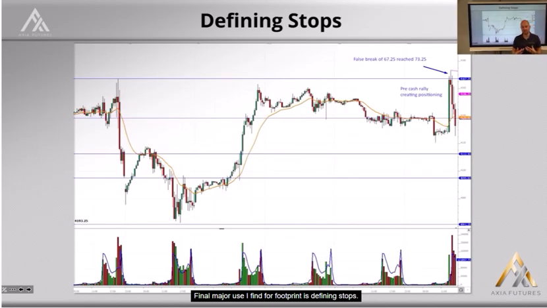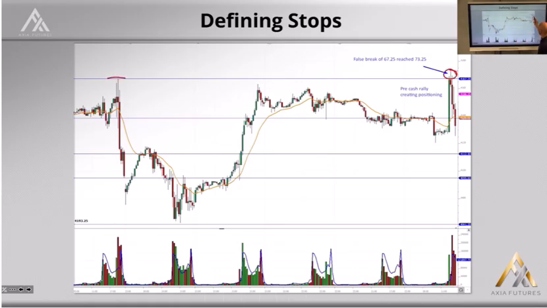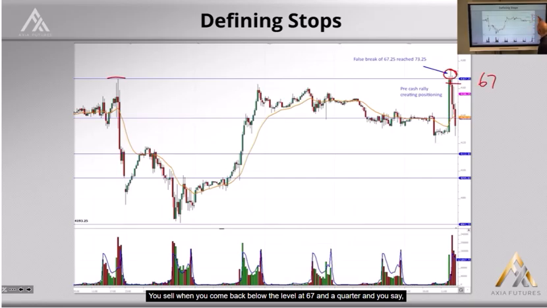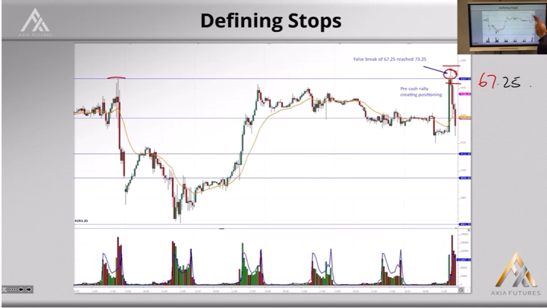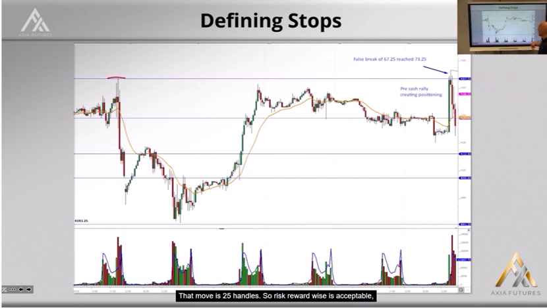Final major use I find for footprint is defining stops, and particularly for those looking to be a little bit more accurate on a stop. It's easy to look at a chart and say, you see this happen, you get in and you put your stop above the high. Now, technically that's fine, and you might be able to justify that from a risk reward perspective. Let's take, for example, it breaks the high, fails to stay above it, you sell when you come back below the level at 67 and a quarter, and you say, right, that's fine, I'll sell 65, put my stop above the high, I'll take a 10 handle stop on the S&Ps, 10 big tick stop, and I'm going to play for this move down here. That move is 25 handles, so risk reward wise, it's acceptable.